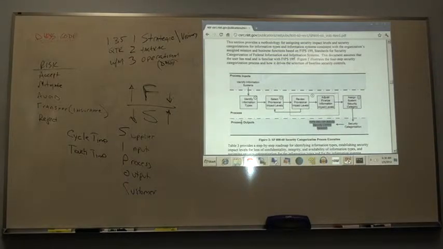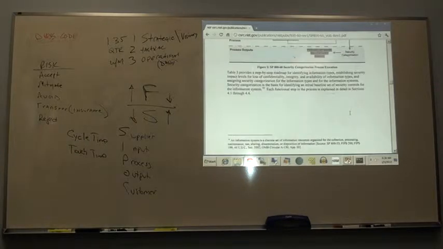And it's nice to have a little process flow diagram. Also, this could have been done in an Excel spreadsheet relatively quickly.